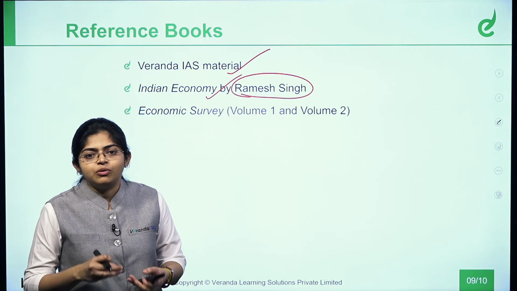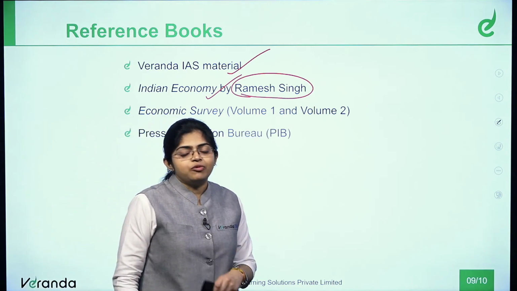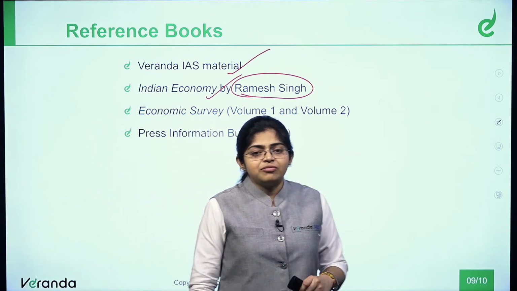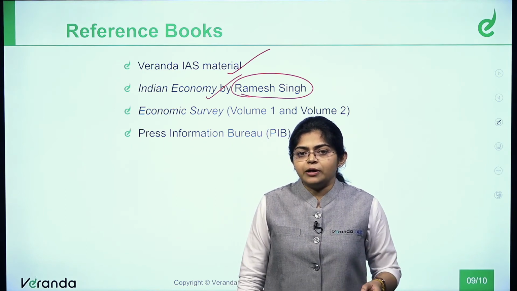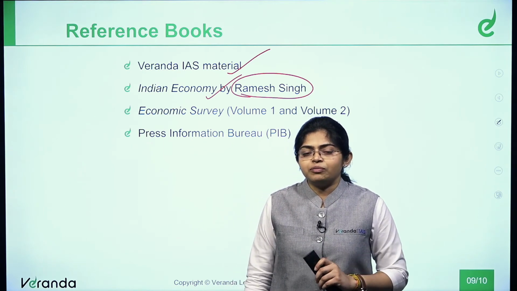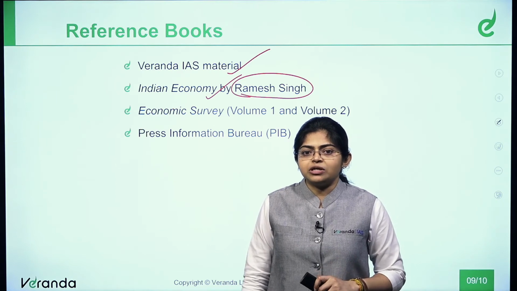So the next important source is the Press Information Bureau. The PIB gives very authentic information. Even though you can refer to many sites online, PIB gives authentic information which you can always refer to for economics as well.